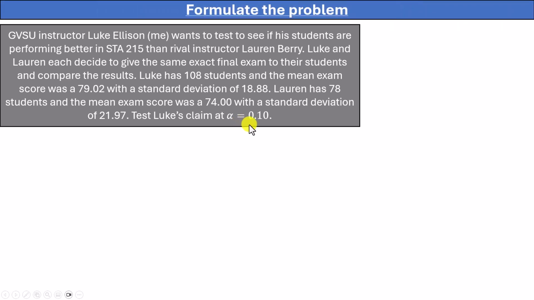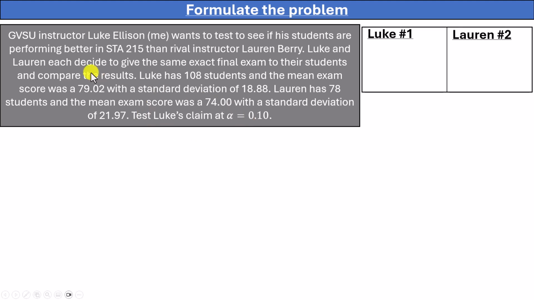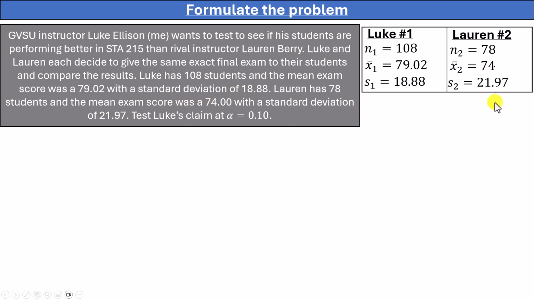First, we must formulate the problem. Before we do that, I'm going to write down some of the given information so that we have it. Luke has a sample size of 108 students, so that's N1. His sample mean is 79.02, which is X bar sub 1, and the sample standard deviation is 18.88, which is S sub 1. For Lauren, the sample size is 78, the mean is 74, and the standard deviation is 21.97.